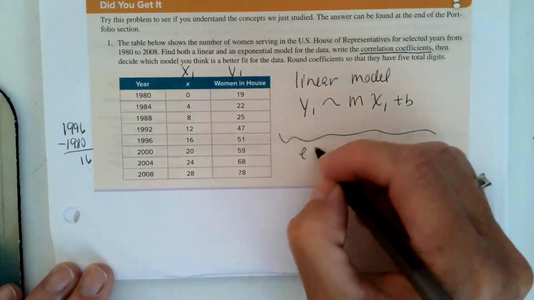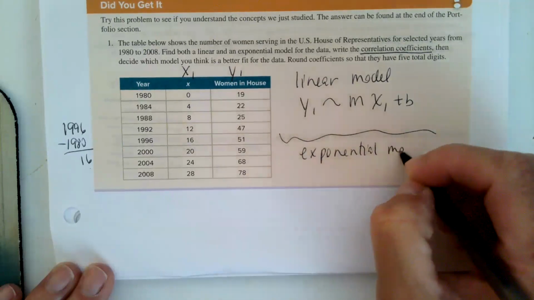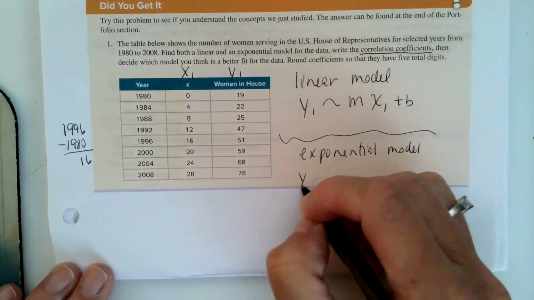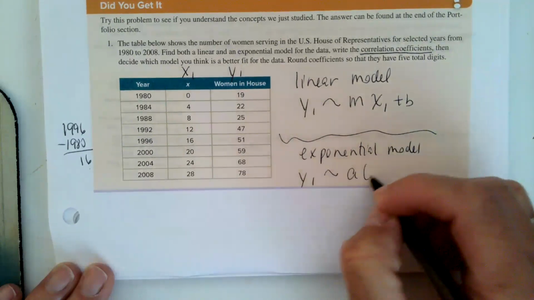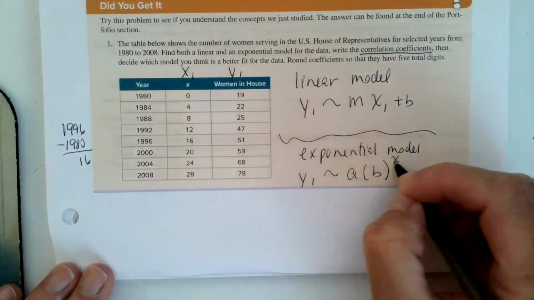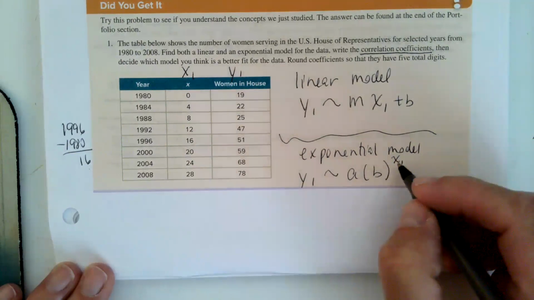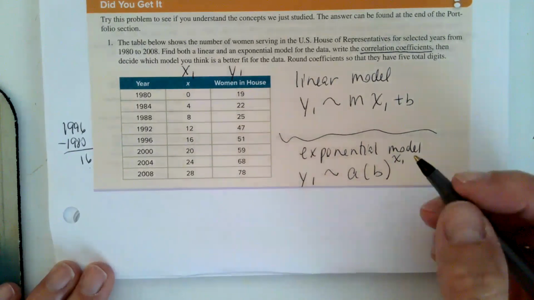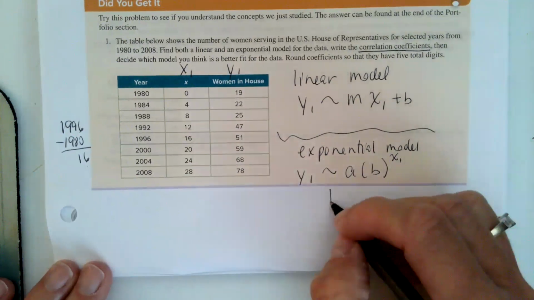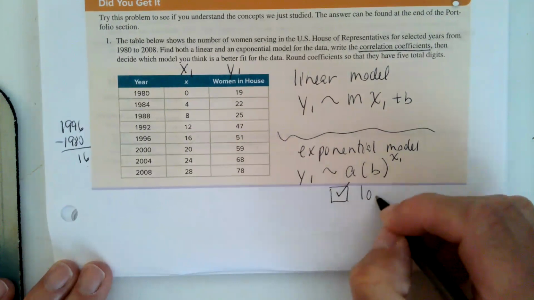And then the exponential model is using Y1 again with the tilde, but it's going to be A times B to the X1. X1 needs to be in the exponent. Remember, to get it to go into the exponent, it's your shift key and the number 6 key. And then when it's the exponential, you also have to make a check in that checkbox that says log mode.